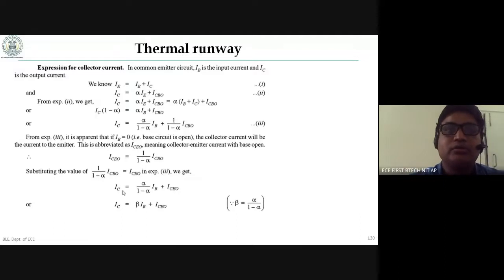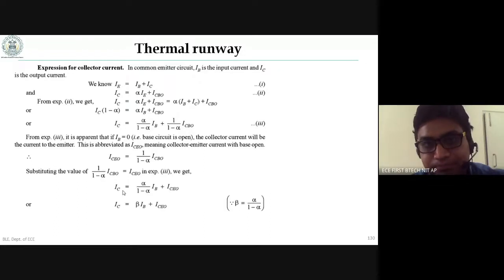Now, it's very important to understand the thermal runaway concept in the transistor. In the transistor circuit, the collector region is made wider compared to the base and emitter regions. The reason the collector region is made wider compared to the emitter and base is the issue of thermal runaway, which is generally encountered in the transistor. So what is that, we'll discuss.